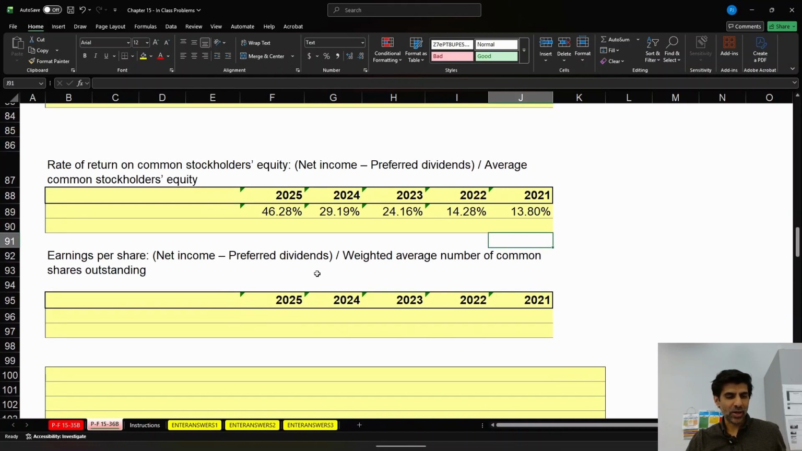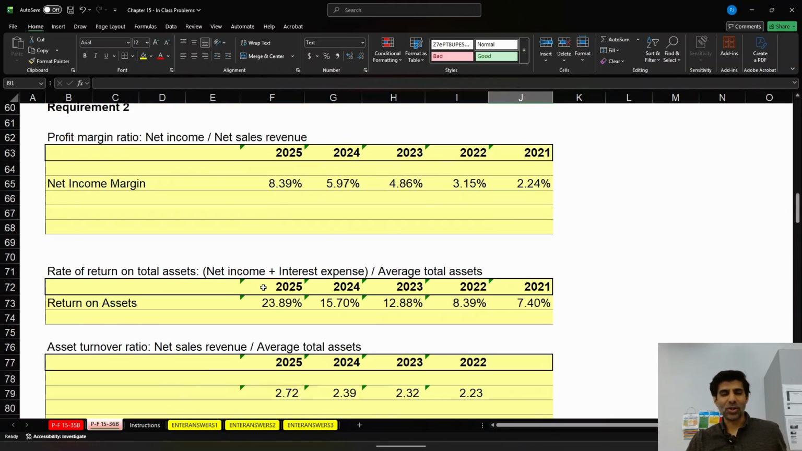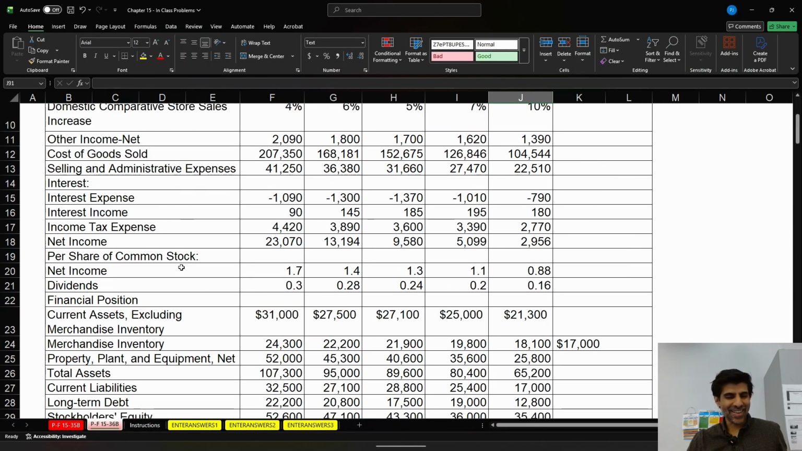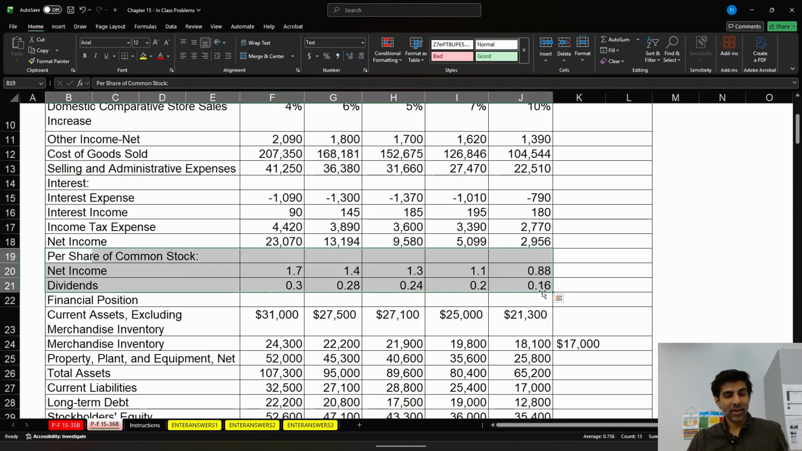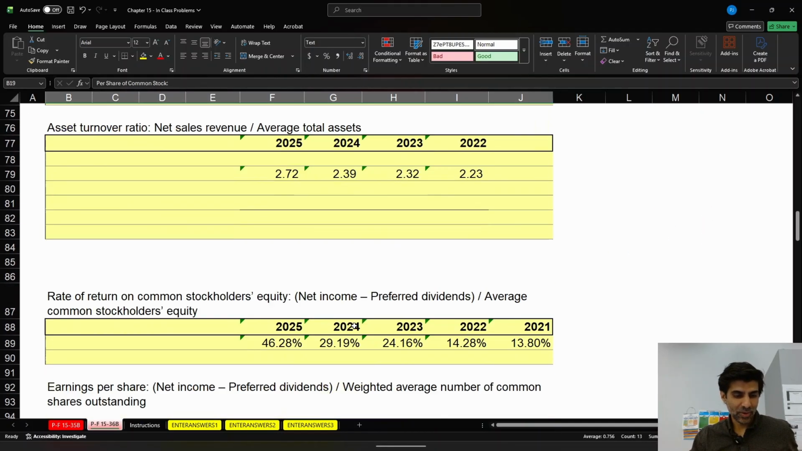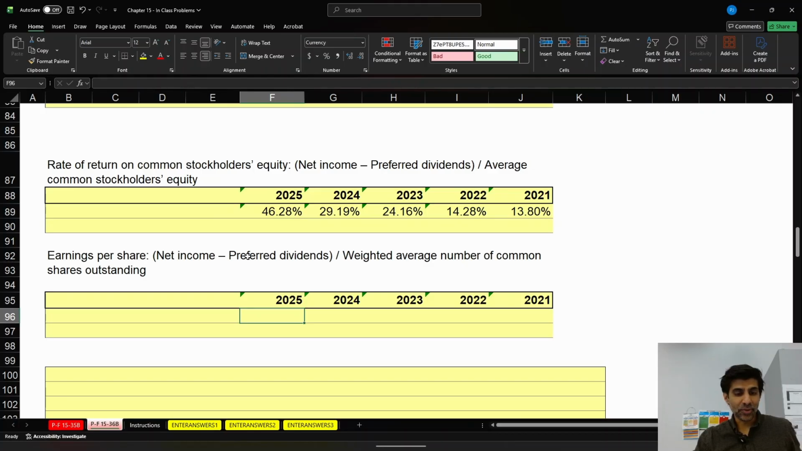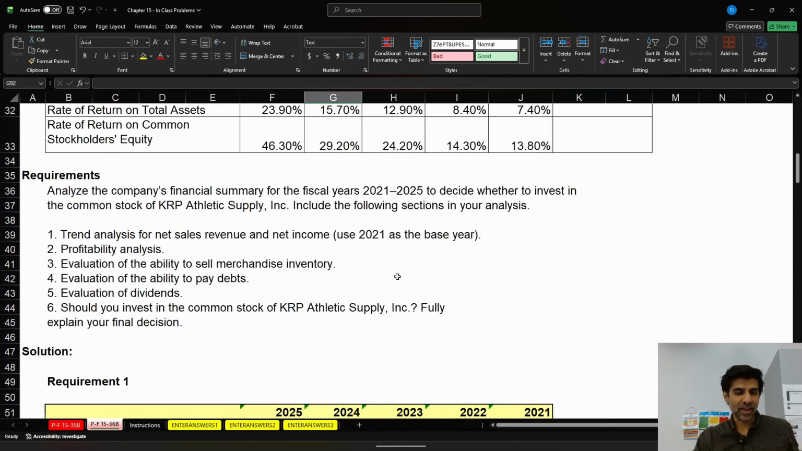Okay, and then earnings per share. Again, they actually gave us earnings per share. It's given to you right here. Per share of common stock, it says. And again, this is testing your understanding: earnings per share is the same thing as net income per share. That's what earnings per share is. It's net income divided by the number of shares outstanding. So again, no preferred dividends. The weighted average number of common shares outstanding.